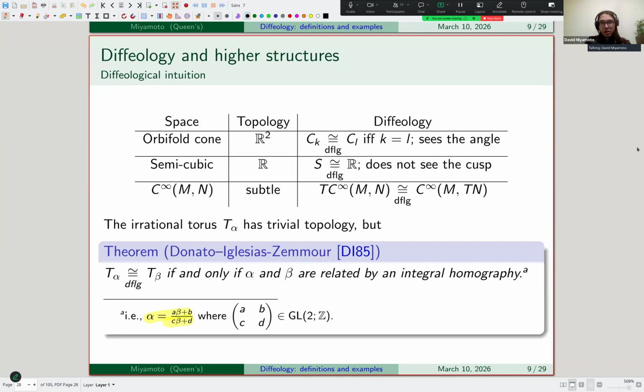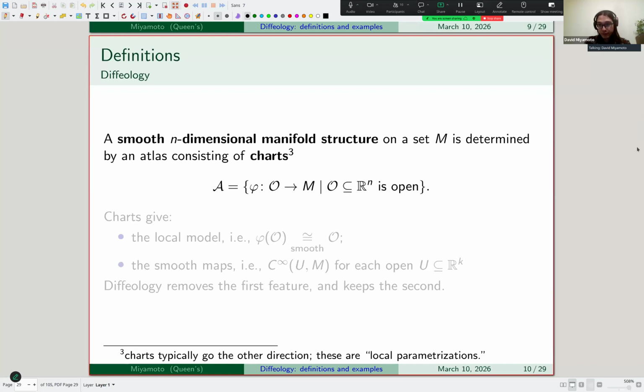So that is my hopefully intuitive introduction. And so now we will work towards the actual definition of diffeology. So I want to remind you of a more precise notion of smooth manifold. A smooth n-dimensional manifold structure is determined by the charts. And actually, I should say local parametrizations, because I'm going to take my charts to be from Euclidean spaces into M, but it's a bit of semantics. So here my charts will be from open subsets of Rn into M. And then I take a maximal atlas, and that will be my manifold structure.